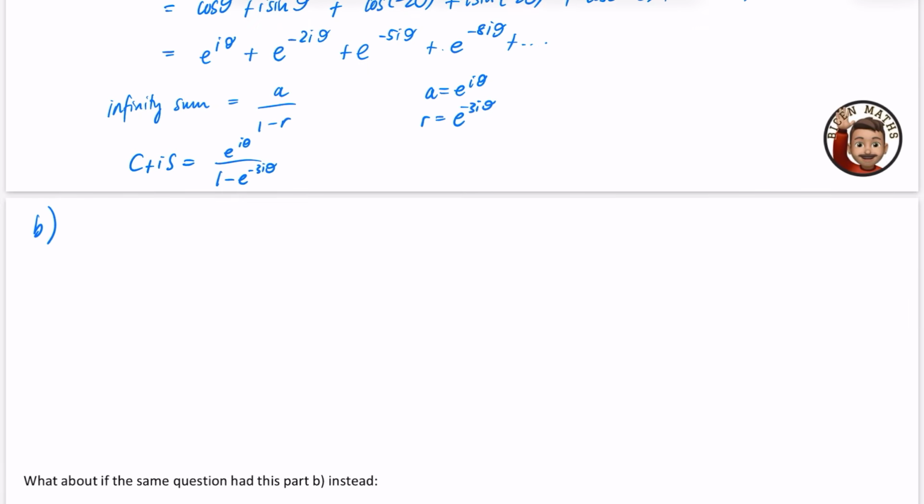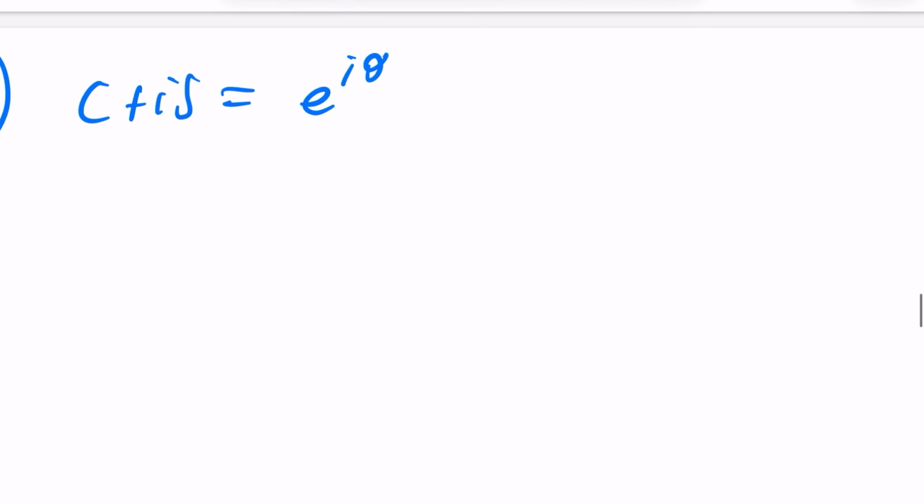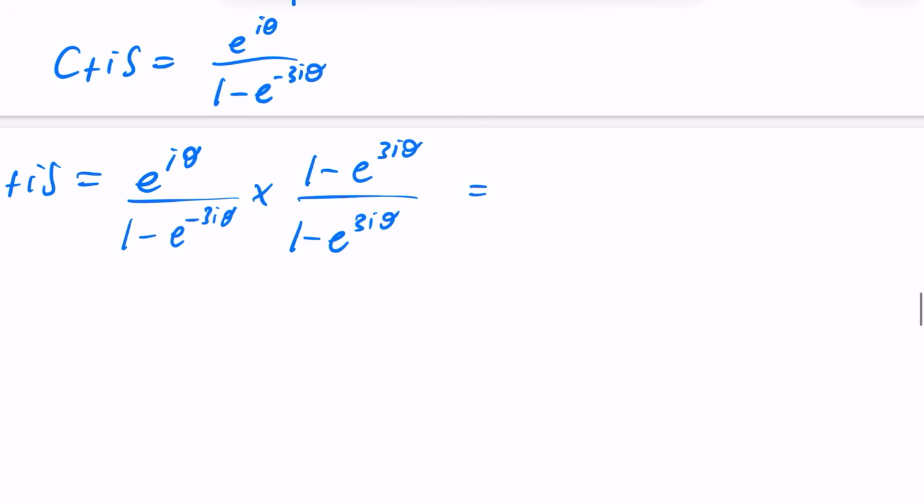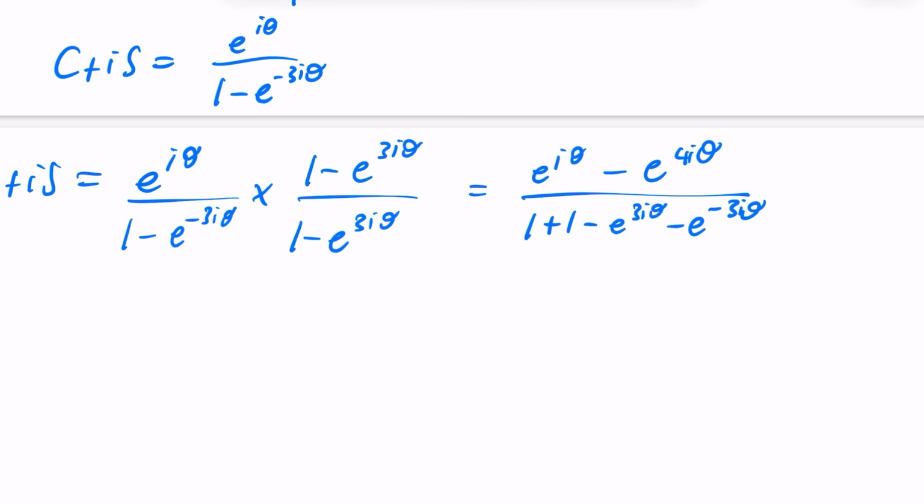Okay, so we have now that C plus IS is going to be that thing. So C plus IS is going to be the e to the I theta over 1 minus e to the minus 3 I theta multiplied by the conjugate. That's 1 minus e to the positive version of that. Same expression, but just with the power change. Now, we've done a lot of these, so I'm not going to spend too long on this. That's e to the I theta minus e to the 4 I theta, like this. And for the denominator, we get the 1 times the 1. We then get the 2e expressions, which gives us another 1. And we'd have minus e to the 3 I theta minus e to the minus 3 I theta, like this.